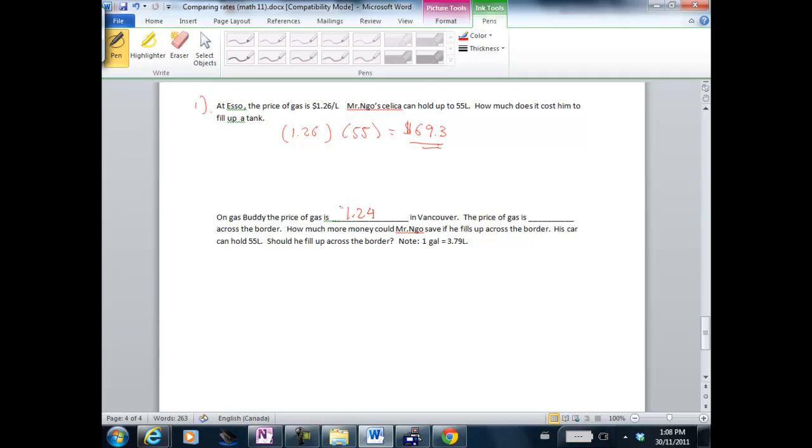We'll make it 124 to round it off. Okay. So this gas is 124 per liter. That's the cheapest gas.